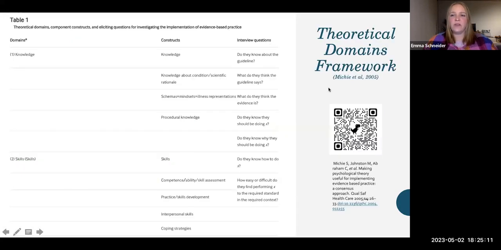So this is more from the theoretical domains framework. When I was talking about knowledge and skills, they were definitely two of the areas that came up. What do they know the guideline says? What do they think the guideline says? What do they think the evidence is? Do they know they should be delivering high intensity, evidence-based upper limb rehabilitation?